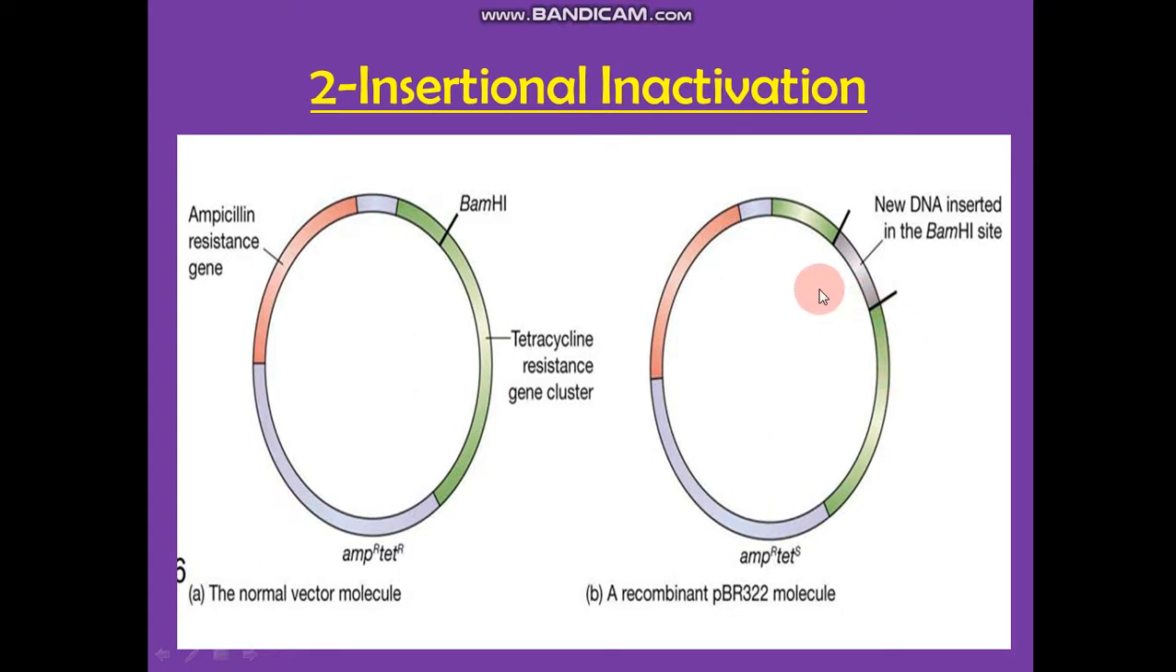Clear? So the non-transformed cells will be growing on both the mediums because they are resistant to both. But the transformed cells, or the recombinant cells, will be growing only in ampicillin because this resistance they have, and the other resistance is not available to them now because that has been interrupted by the DNA of interest. Clear?